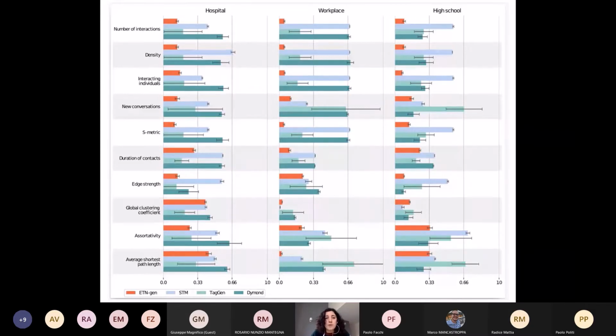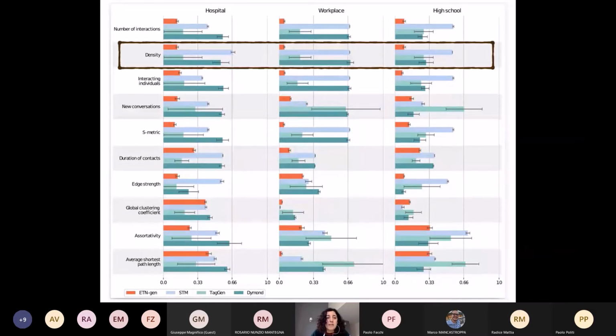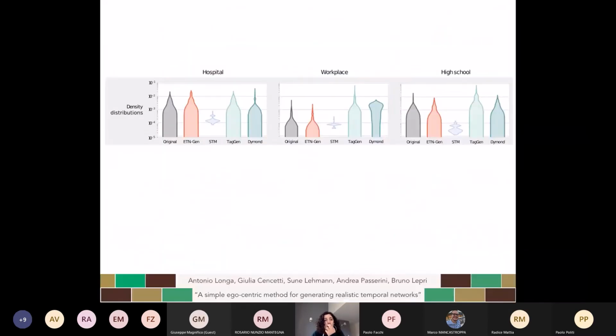And for the measure of density, which is the number of links at each time step divided by the number of nodes, I also show you the actual distributions. And so again, from here, you can see that the distribution that we obtain with our method is quite similar to the original one.